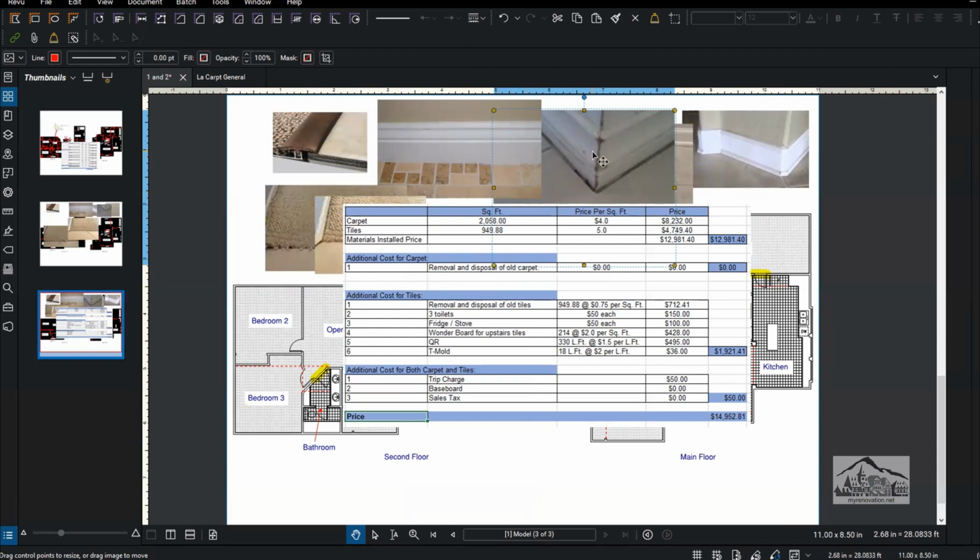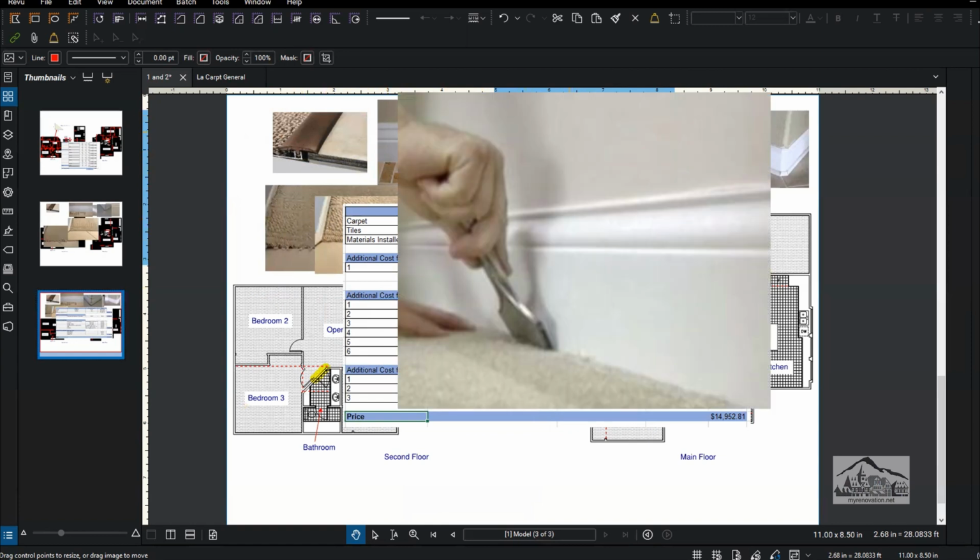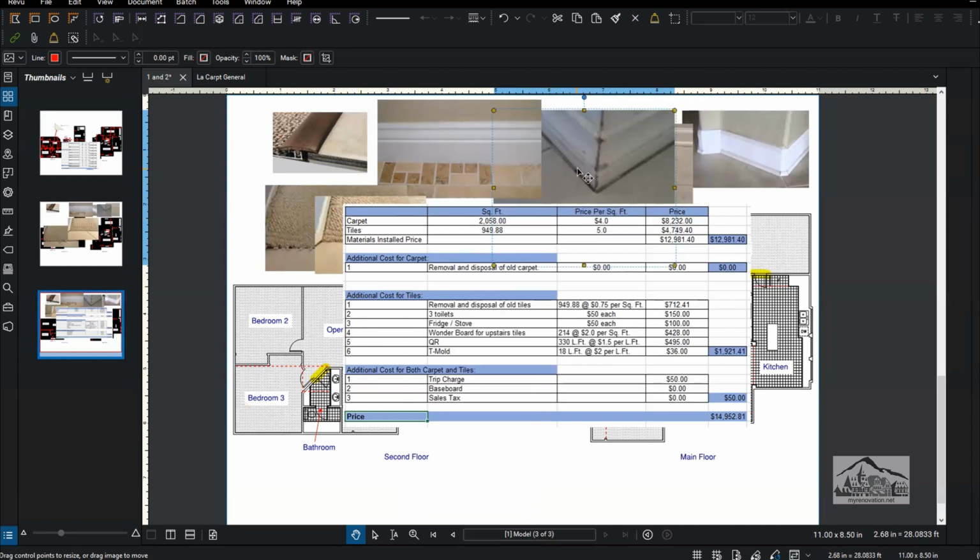Baseboard usually gets installed before the carpet and after the tiles. Why? Because with the carpet, you install the baseboard, and then you install the carpet, and then you tuck the carpet under the baseboard. But when it comes to the tile, you install the tile first, and then you set the baseboard on top of the tiles.